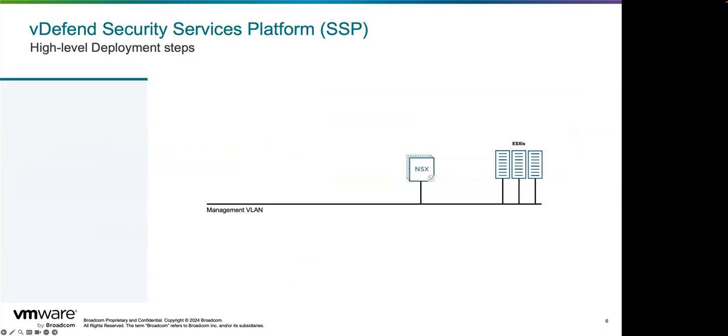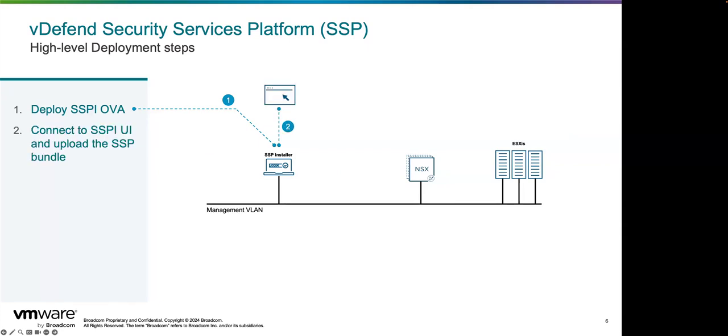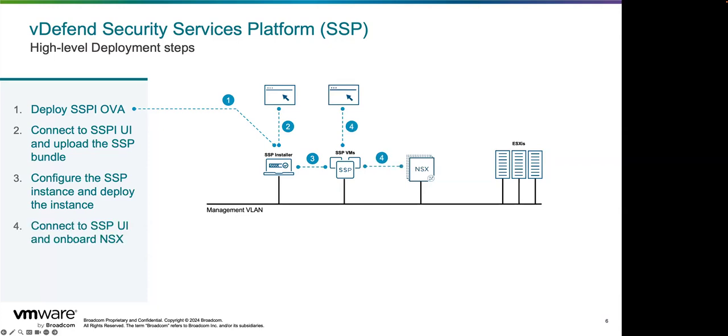Let's talk about the high-level deployment steps. The first step is we're going to deploy the SSPI installer OVA. Then we'll connect to SSPI through the UI and upload the SSP bundle, which is a TAR file. Then we'll configure SSP directly from the instance. We'll connect to the SSP UI and onboard NSX. Then we'll activate the security features that we were showing earlier, including NTA, NSX Intelligence, and NDR.